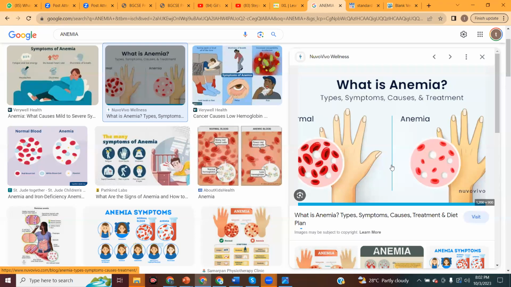Liver, legumes. Liver and legumes, right? Legumes. Good. Spinach, stuff like that. All right, the next one.